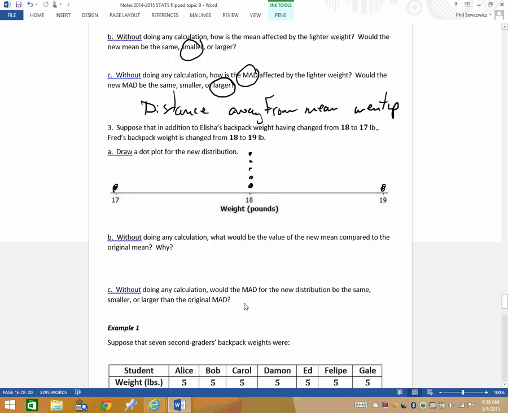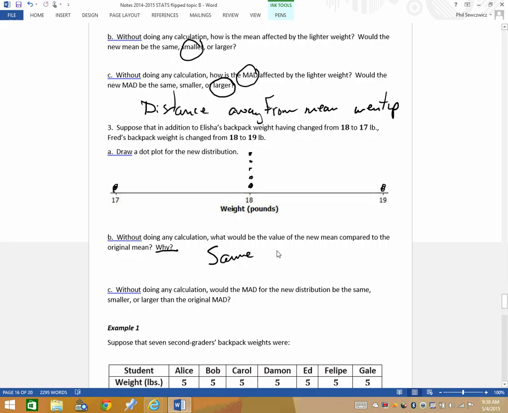So once again, without doing any calculations, what would be the value of the mean compared to the original mean? And why? So let's see here. So the value of the new mean, well, the new mean compared to the original, well, it's actually going to be the same.